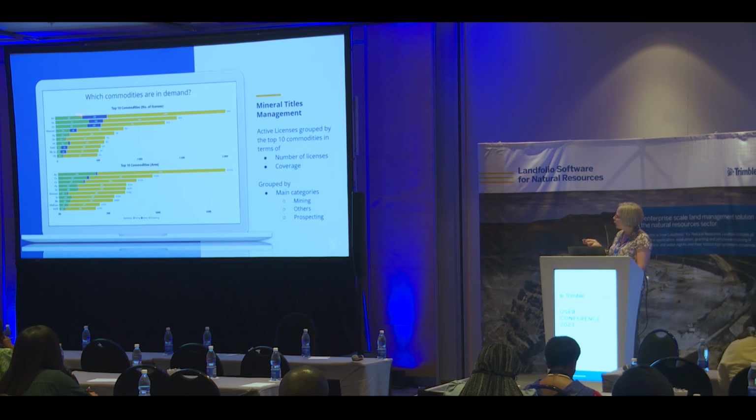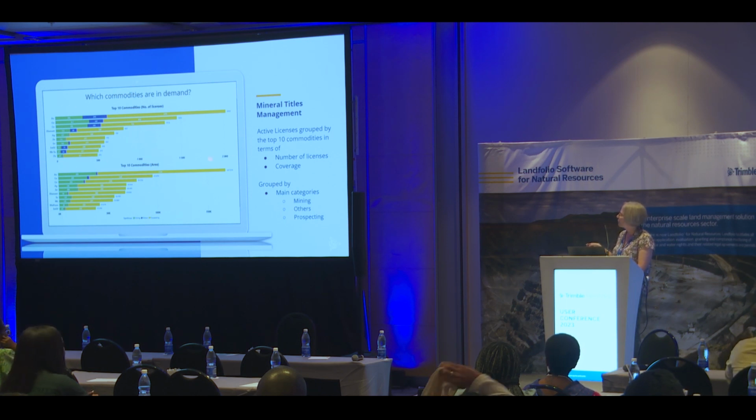Then what I'm also looking at is in terms of numbers, my top commodities are gold, copper, and cobalt, and the same for the area coverage. But for the 4th one, I can see that in terms of numbers, diamonds is next, but in terms of area, silver is actually next. So I can start to look at this and actually analyze what's happening and what commodities clients are focusing on.